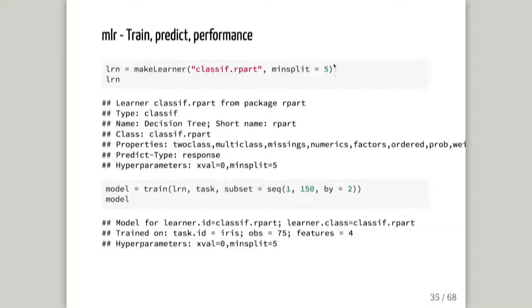And if you train that type of thing, it's always the same API. Call the train function, input the learning algorithm, input the task, and you can also specify a subset if you don't want to train on everything, but just a specific index set. So here I'm training on iris, I'm just taking every second observation, so 1, 3, 5, and so on. And I'm getting back a model that's just a thin layer around the usual rpart model that is fitted by the rpart package, where we of course just call into that.